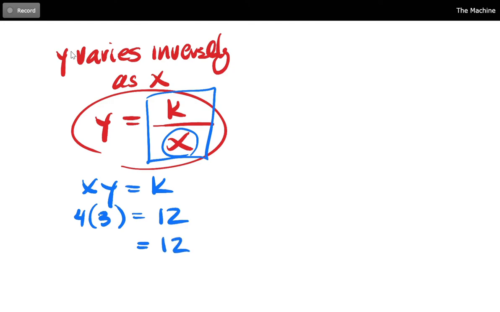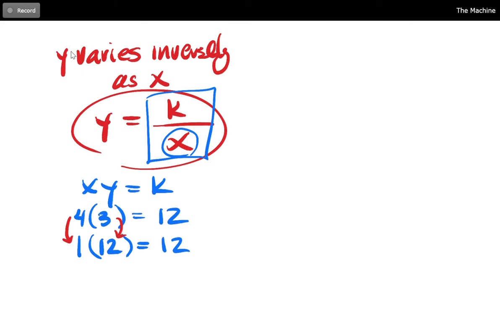But let's now say that I want to decrease my x value, make the x value smaller. Let's make the x value 1. What does the y have to be equal to now in order to give me 12 as a product? It's got to increase. It's got to go up to 12. You see what I'm saying? So the x changed by getting smaller, 4 to 1. But if the one value got smaller, the other value had to get bigger.